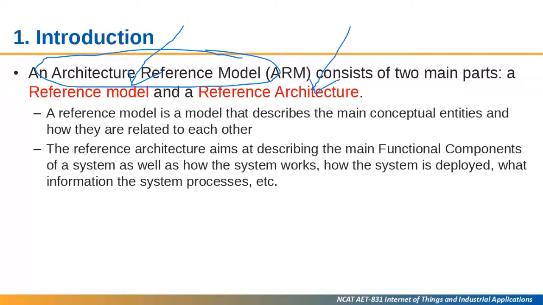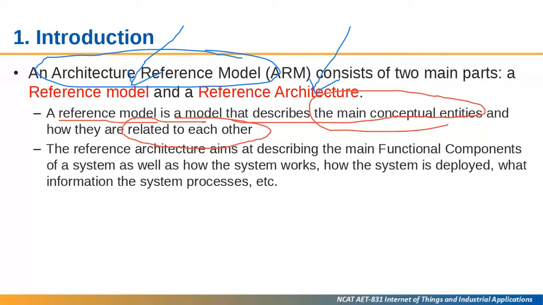If you are a computer science person, you may be familiar with these terms, but if you are not, it doesn't matter. You don't need to worry. For this class, we focus on giving you some lower level knowledge in that area, but we don't need to go into the details. The reference model is a model that describes the main conceptual entities and how they are related to each other. For example, if it is for a vehicle, a reference model may include the engines, the lights, the wheels, and how they are associated with each other. For example, the wheels are installed onto the chassis and the engine is put into the front of the car, maybe.